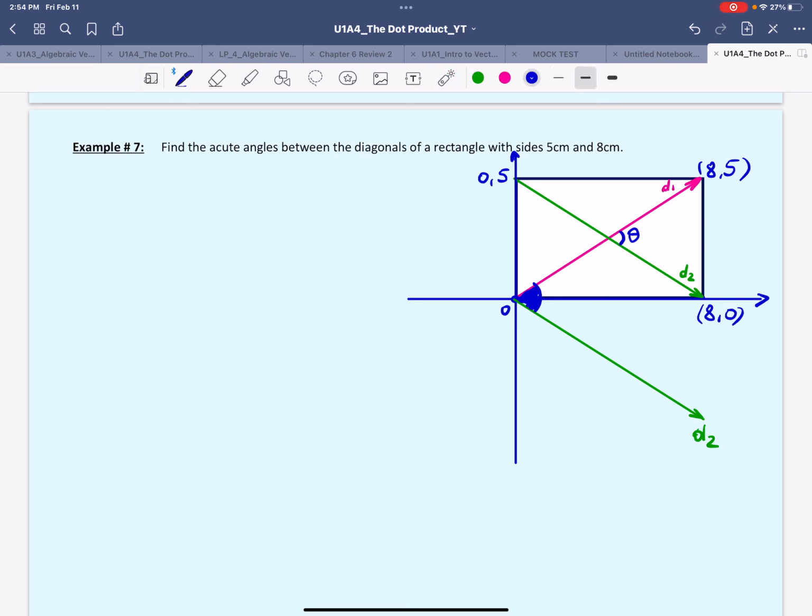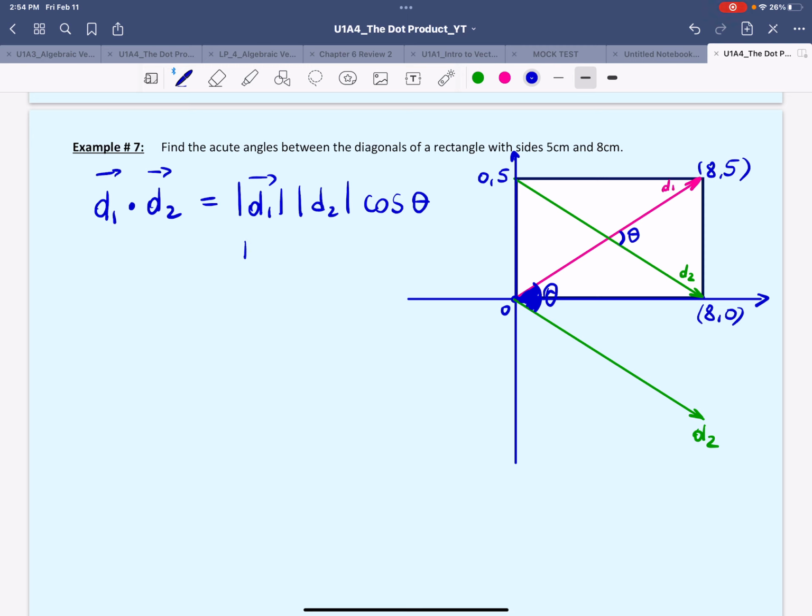So in order to find the angle made between the two diagonals, this angle here, we need to find the angle made between these two vectors. So we're going to say that D1 dot D2 (remember how we said the dot product is great at helping us find angles) would be the magnitude of D1, times the magnitude of D2, times the cosine of the angle between them.